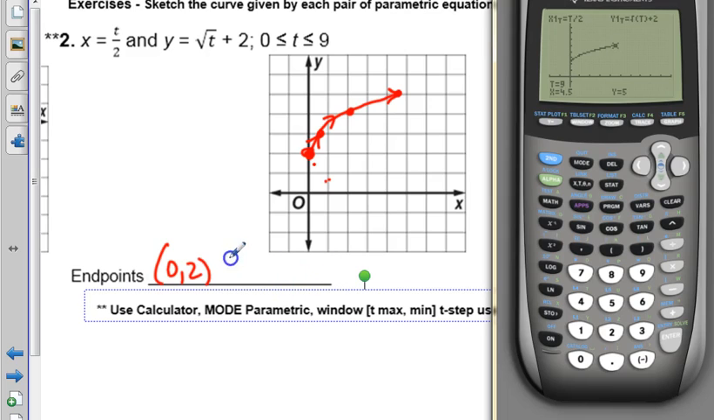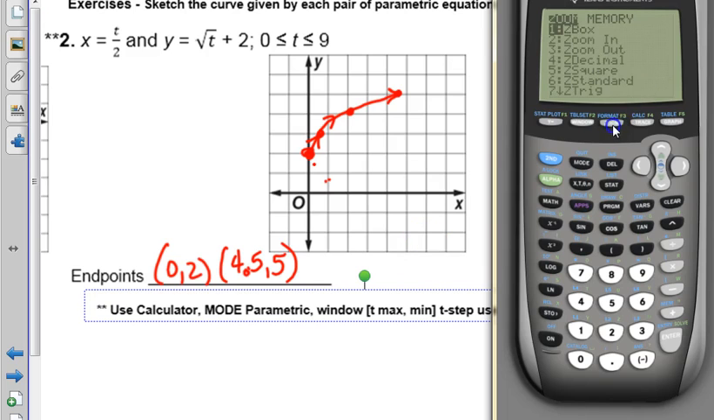All right. So the endpoints were at 0, 2, and it was at 4.55. Where's the other endpoint? Any questions? Let me show you what happens if I change the t-step.